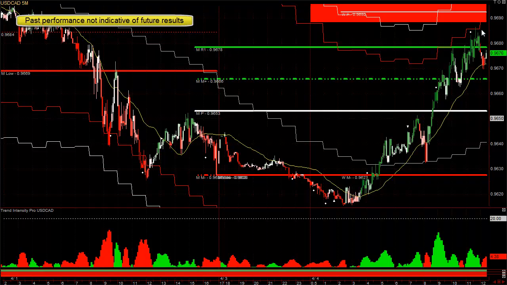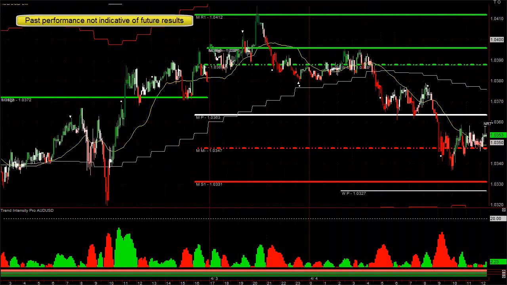And notice it went almost to the pip to our upper containment band. The longer term trend's down, so don't be greedy. If you stuck with it, that's a good place to get out.